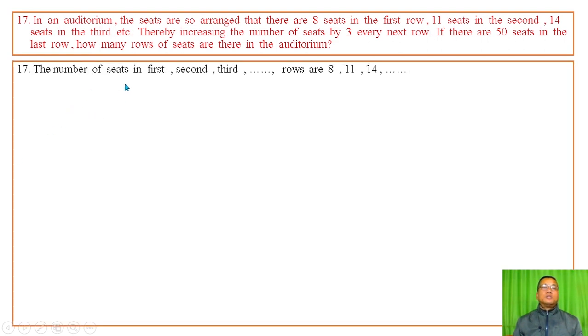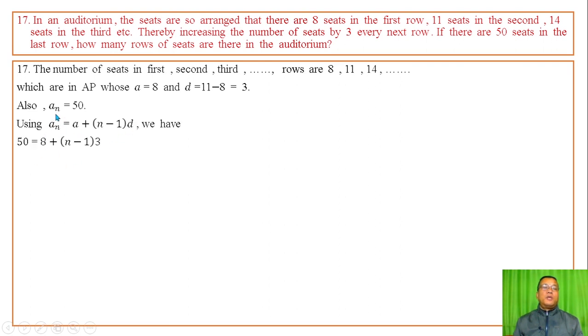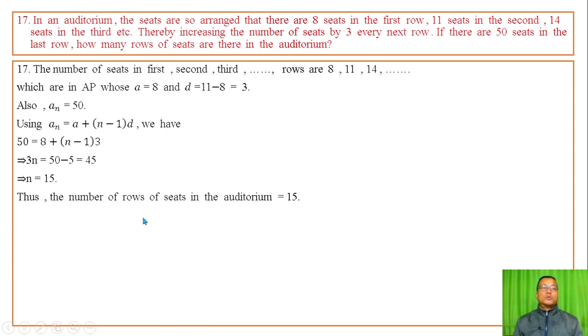The numbers of seats in first, second, third rows are 8, 11, 14, and so on, which are in AP whose first term A is 8 and common difference is 11 minus 8, that is 3. Also, if An is the last row, let the number of rows be n. Using this formula, we have An equals 50, A is the first row seats, and the common difference is 3. Solving, we get n equals 15. Thus, the number of rows of seats in the auditorium is 15.